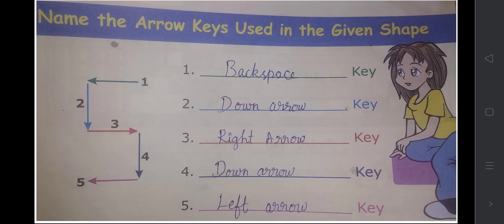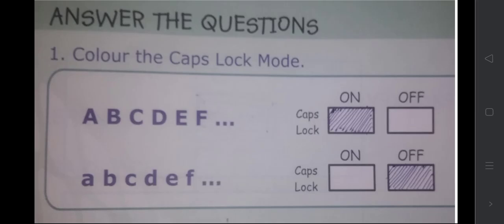Then name the arrow keys used in the given shapes. You can see the first arrow is a backspace, then the second one is down arrow, then the third one is right arrow, then the fourth one is down arrow, then the fifth one is left arrow. All are arrow keys only. Just copy it in your textbook.